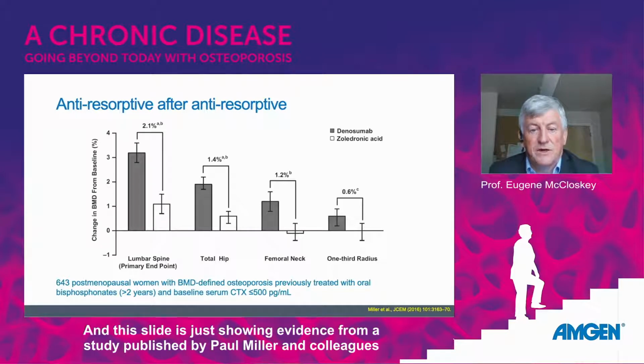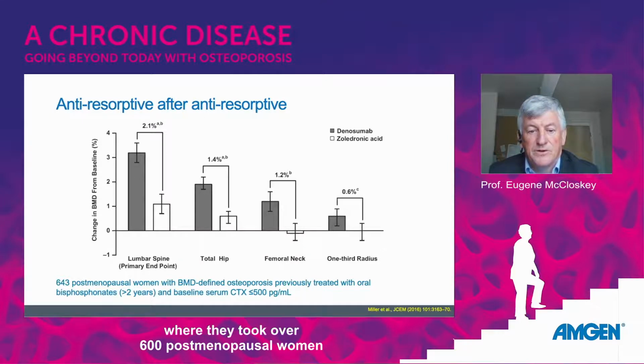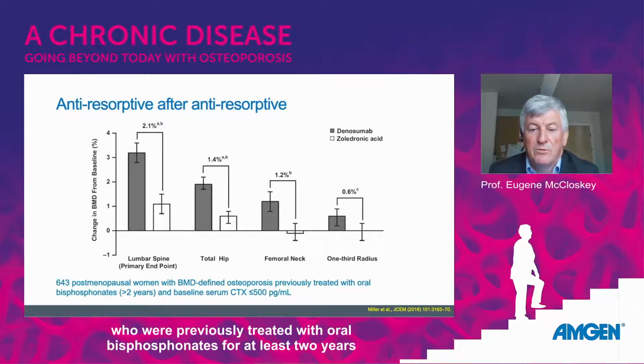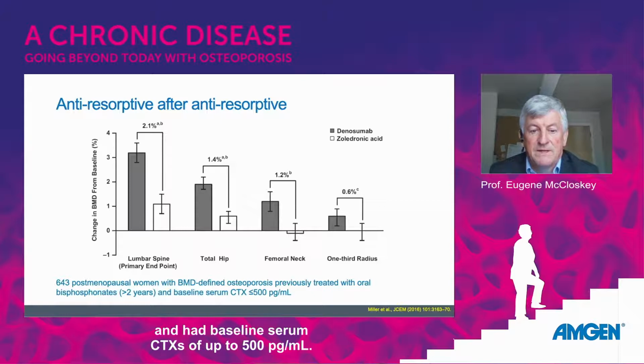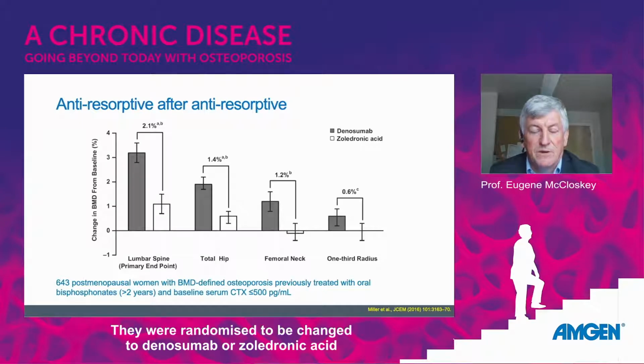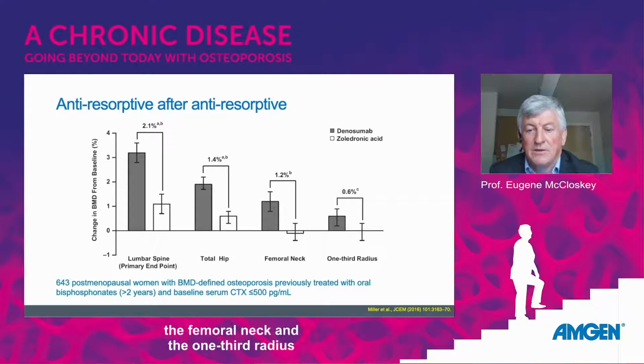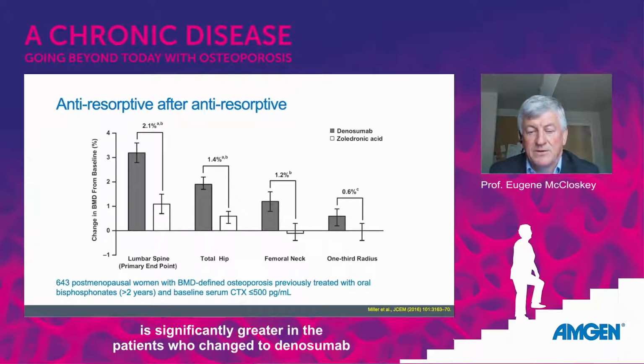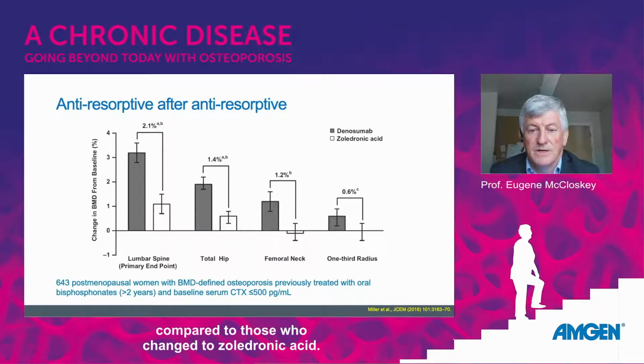And this slide is just showing evidence from a study published by Paul Miller and colleagues, where they took over 600 postmenopausal women who were previously treated with oral bisphosphonates for at least 2 years and had baseline serum CTXs of up to 500 picograms per mil. They were randomized to be changed to denosumab, or zoledronic acid, and you can see that the increase in bone mineral density at the spine, the hip, the femoral neck, and the 1/3 radius is significantly greater in the patients who changed to denosumab compared to those who changed to zoledronic acid.